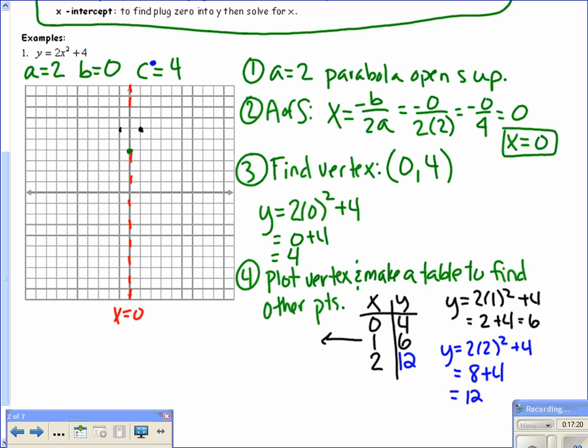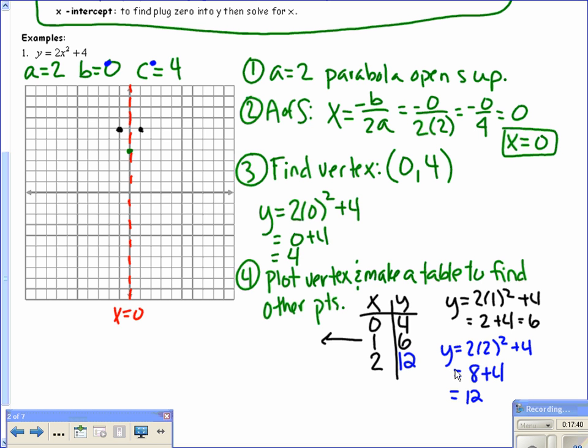So this point here and this point here are what we call corresponding points, because when we fold our graph in half on this axis of symmetry line, they match up. And then that means that this point, if I count 1, 2 away from my axis of symmetry, I got 1, 2 on the other side of my axis of symmetry, so that would be the other point right there.